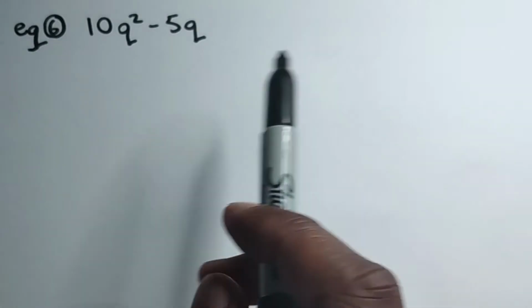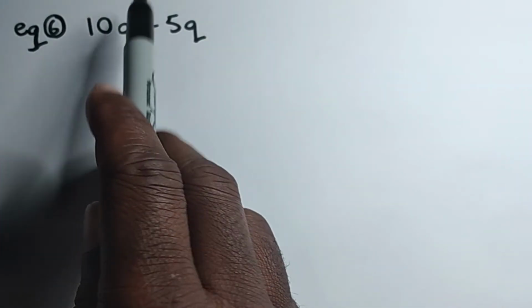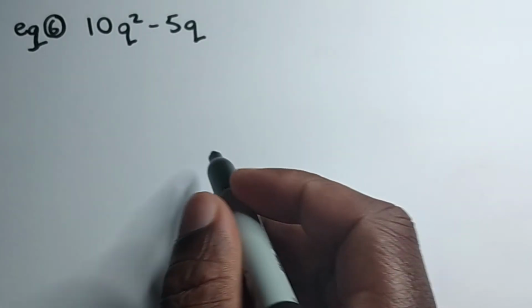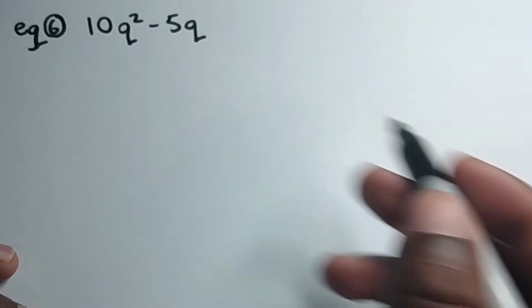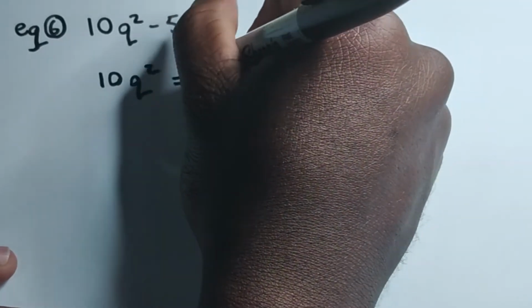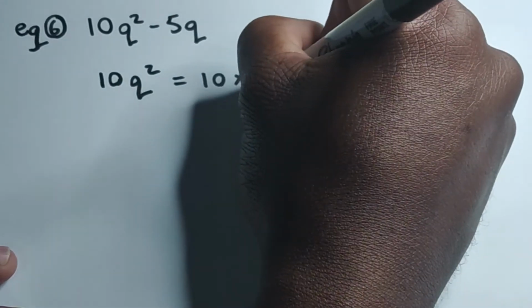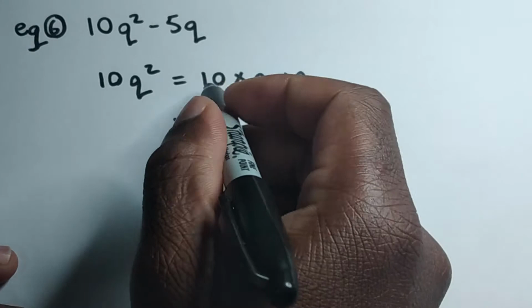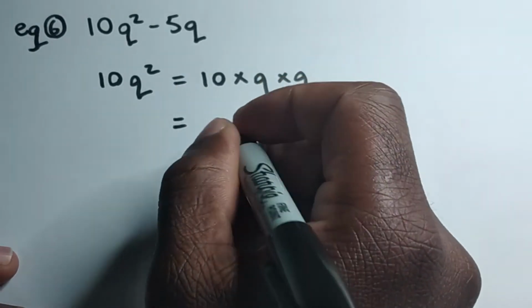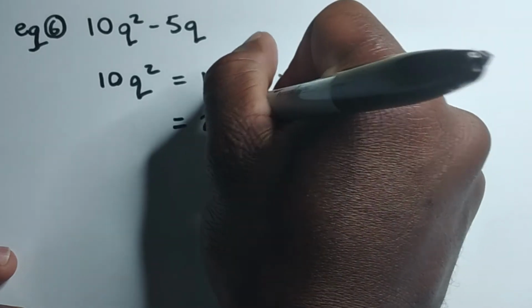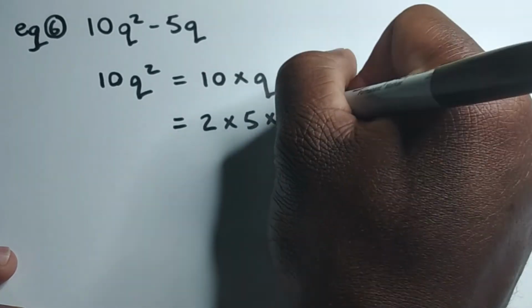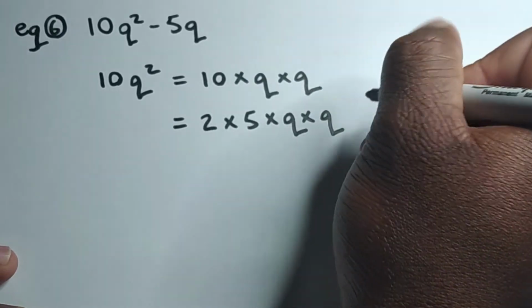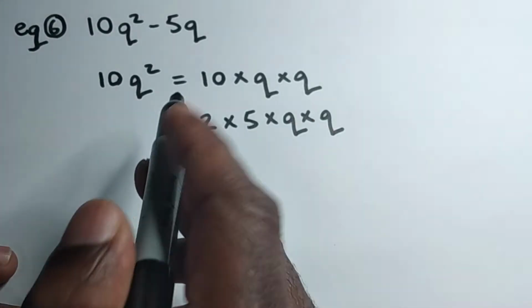Now let's look at example 6, all right? So what if we had 10Q squared minus 5Q? How do we deal with something like this? So again, we can write out the factors for each term. So we have 10Q squared. This is the same thing as 10 times Q, and Q squared is the same thing as Q times Q. And we can also expand 10 some more. So this can also be written as 2 times 5 times Q times Q, all right? So we can rewrite this as well.